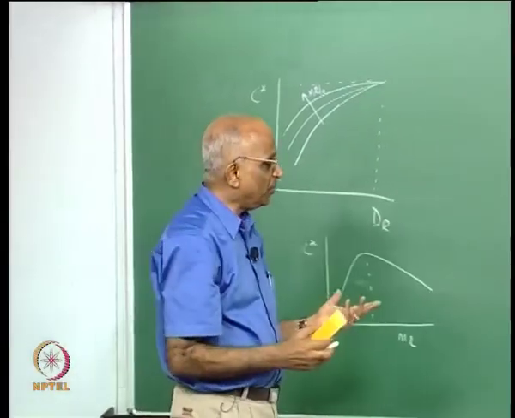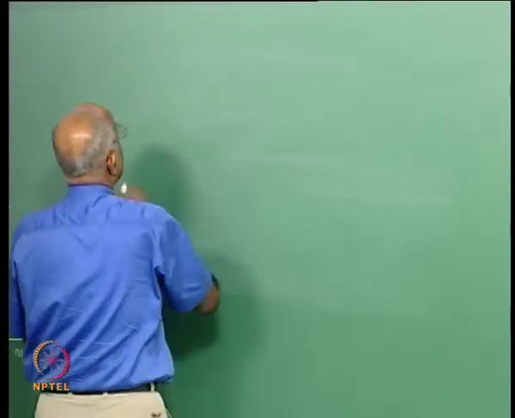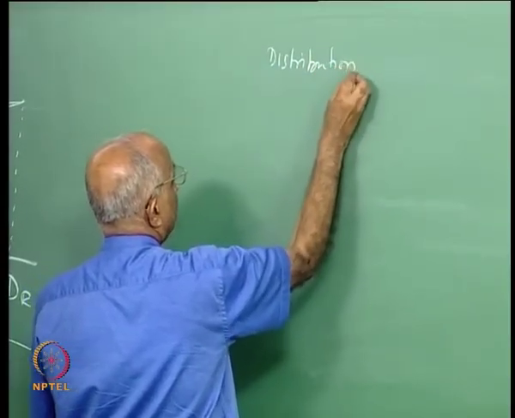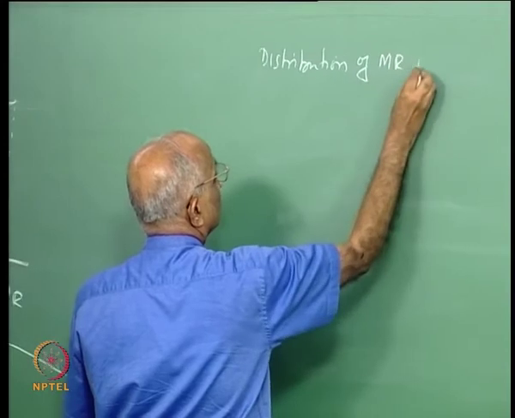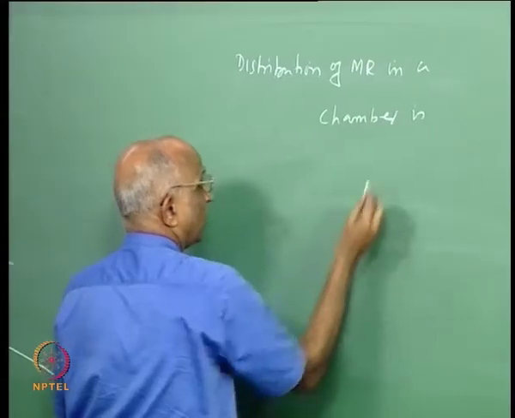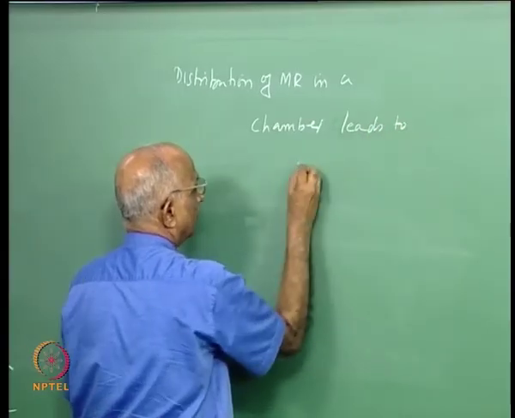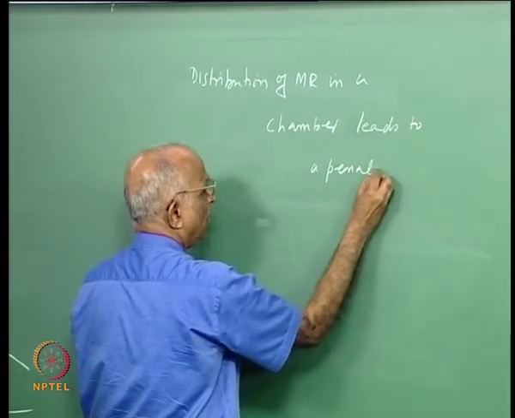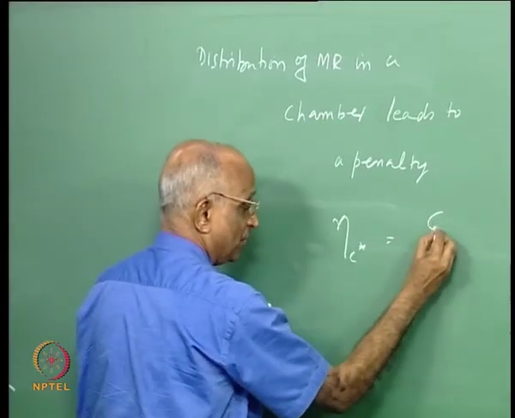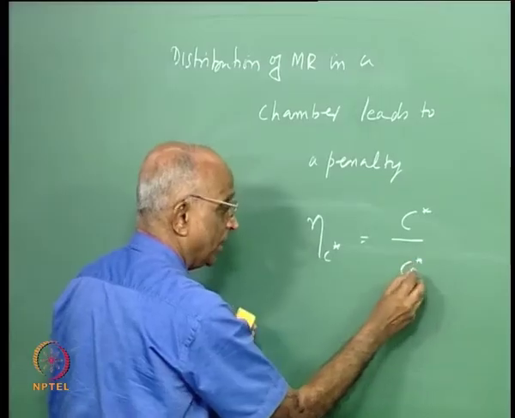This is all about distribution which causes a penalty. That means what is it we are telling? The maldistribution or distribution of mixture ratio in the combustion chamber or thrust chamber is a cause of concern and leads to a penalty. And how do you qualify this penalty? In terms of efficiency, which is the real value of c star due to distribution divided by the value of c star at the nominal injection value.